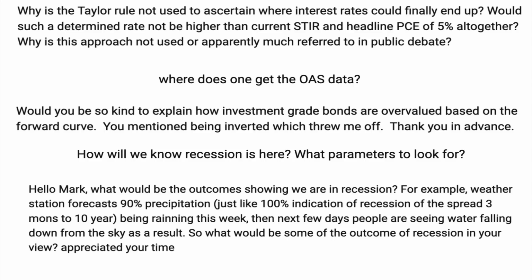Why is the Taylor rule not used to ascertain where interest rates could finally end up? Would such a determined rate not be higher than the current short-term interest rate and headline PCE of 5% altogether? Why is this approach not used or apparently much referred to in public debate? I don't know that it's a rule that they follow as much as, oh, hey, there's this prescription of how we can set the policy rate based on where the neutral rate is and the output and the inflation gap.